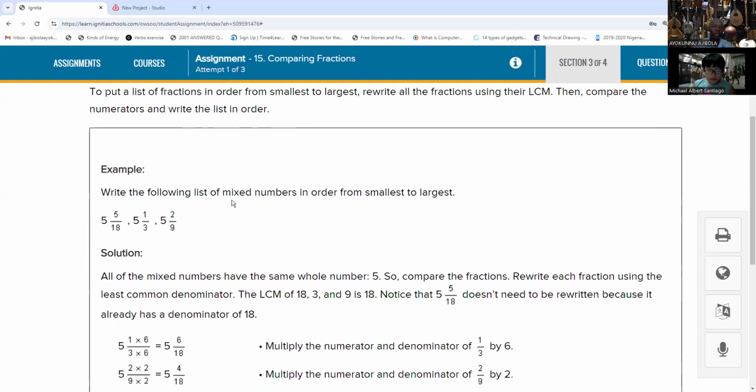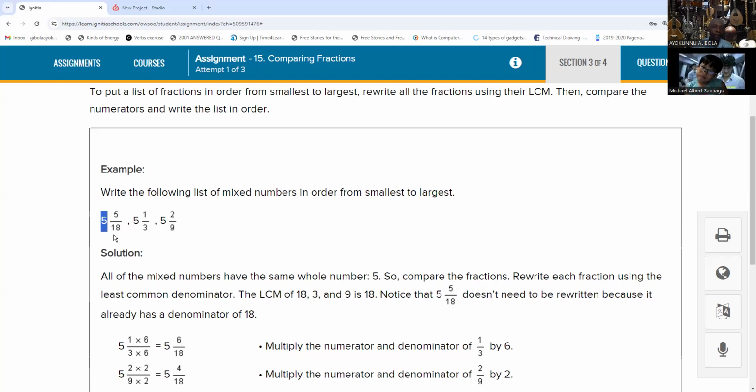Write the following list of mixed numbers in order from the smallest to the largest. From the smallest to the largest. Yeah, smallest to largest. So how do we know smallest to largest? They are all 5s as whole numbers.